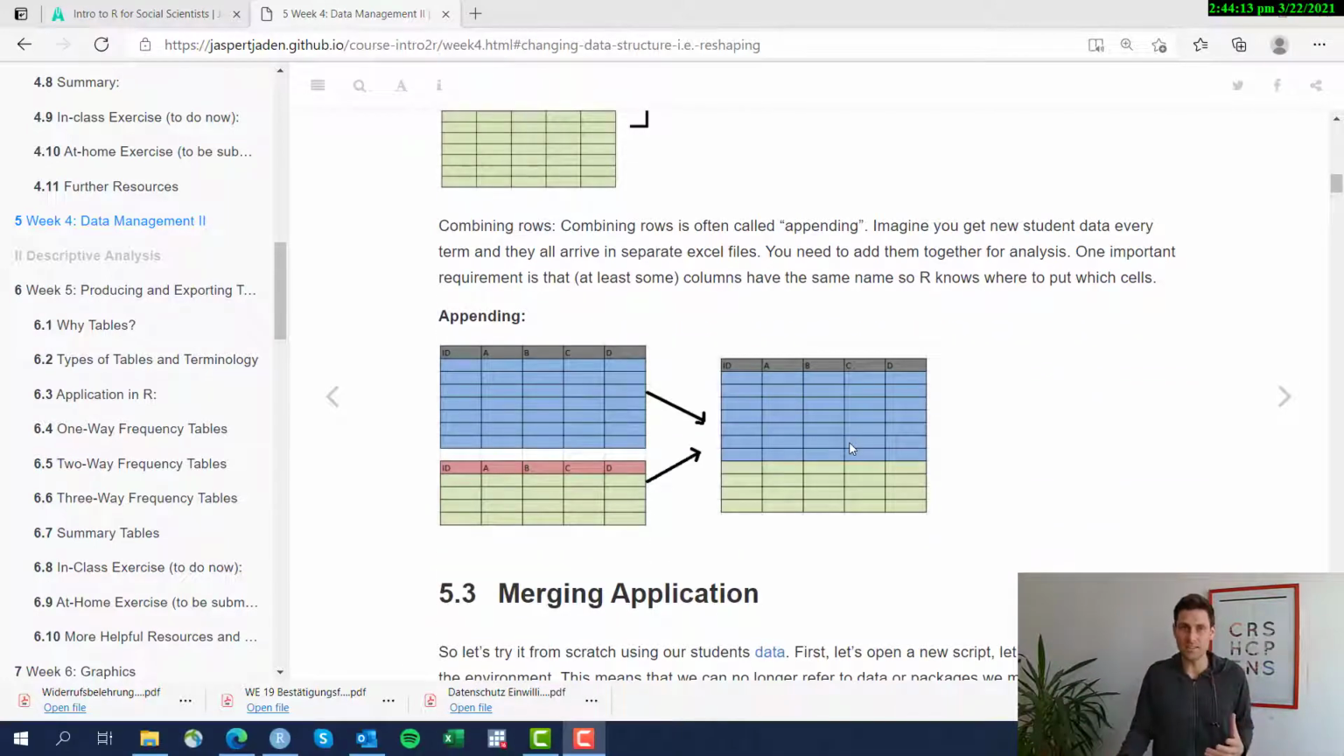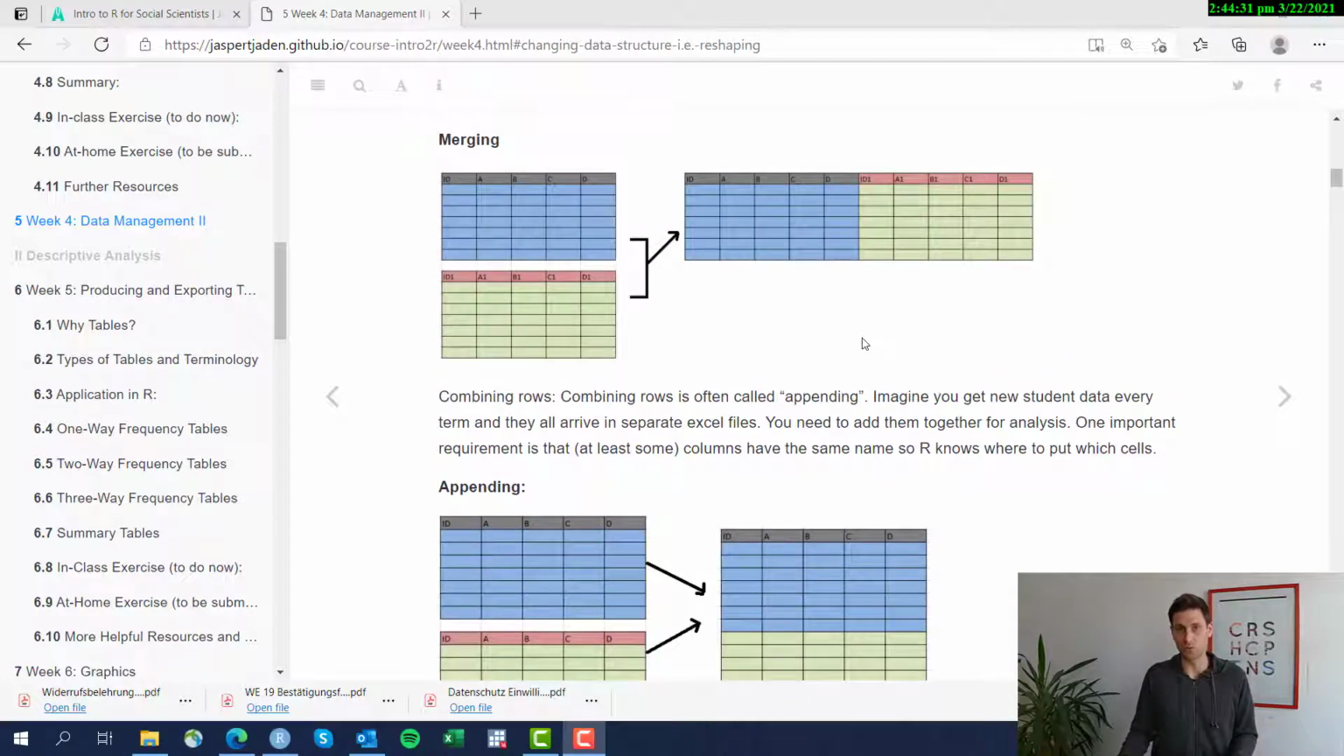Now, appending is slightly different, where the columns stay largely the same, but we add observations. We add new observations, new students, individuals, countries, or what have you, to the data set, right? Two forms are both really important skills to have, and we're going to explore them in this session.